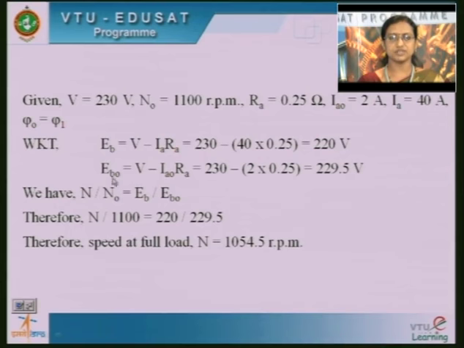In the second case, you have to substitute the no load values. In this case, only the armature current is different. Armature resistance is the same in both cases, it is 0.25 ohms. Substitute the value of no load current in this, calculate EB naught, and we get 229.5. Now, use the relationship between speed and back EMF, substitute the known values, that is N naught, EB, EB naught, and get the value of speed at full load, that N is equal to 1054.5.